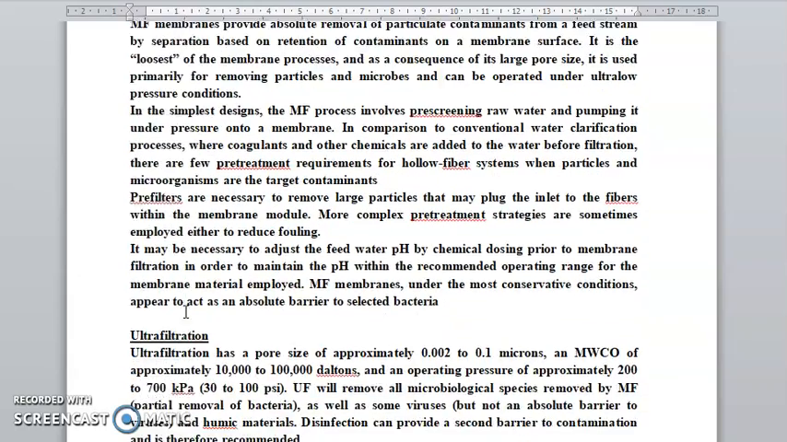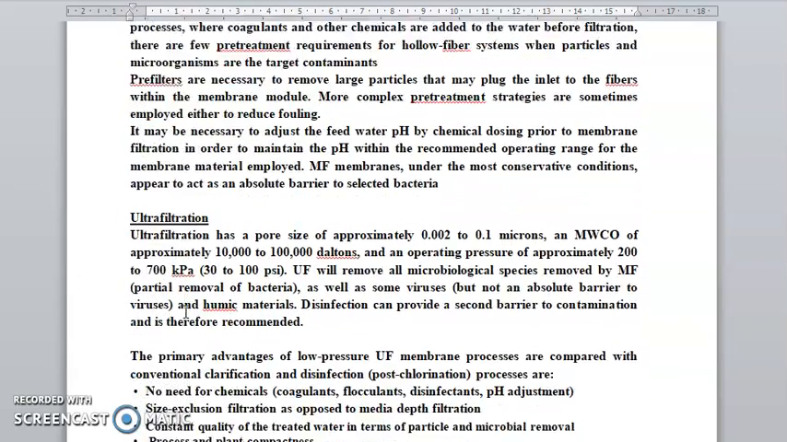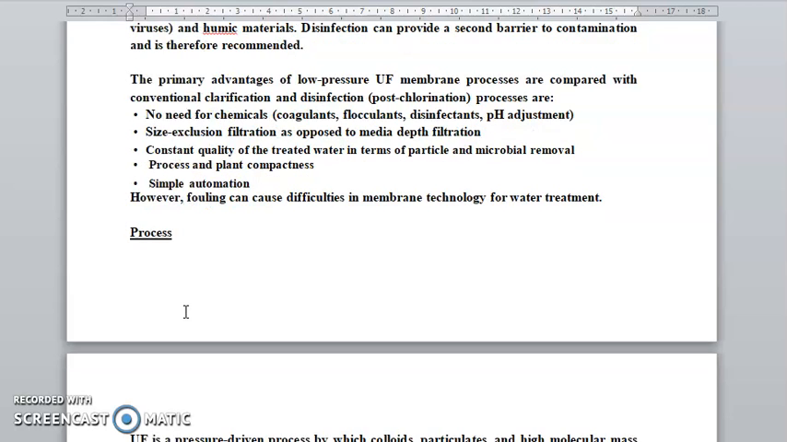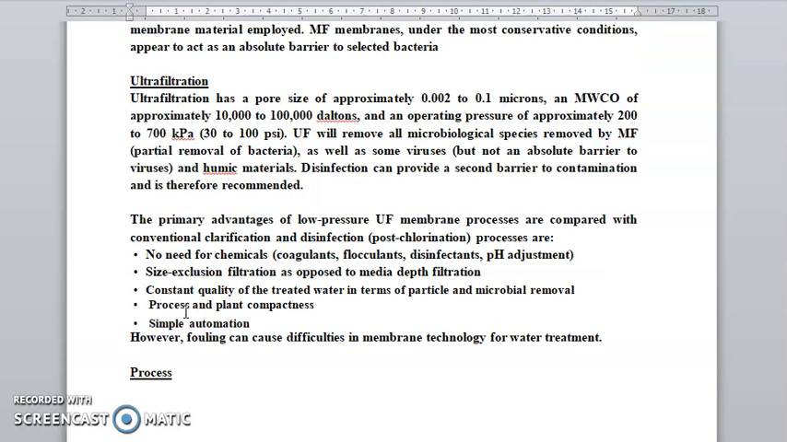Now we go for ultrafiltration. Okay, ultrafiltration. Ultrafiltration has a pore size of approximately 0.002 to 0.1 microns, an MWCO of approximately 10,000 to 1 lakh Daltons, and an operating pressure of approximately 200 to 700 kPa.